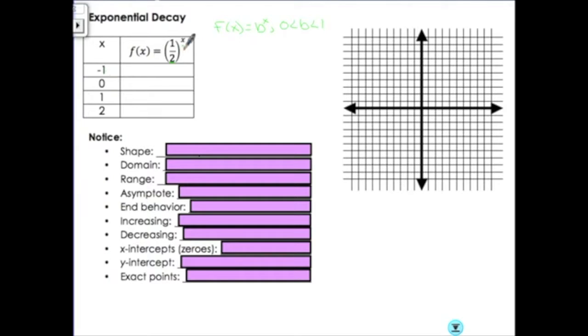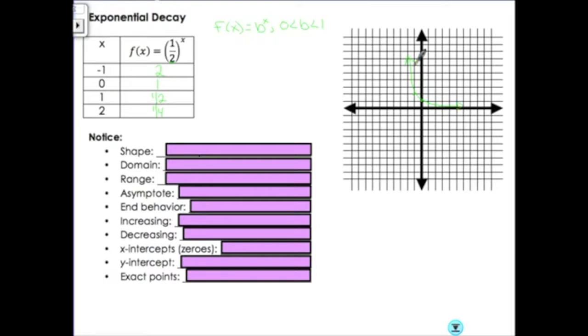Now let's fill in the points on our table. When we put negative 1 in for x here, we get as our y 2. When we put 0 in, we get as our value 1. When we put 1 in for our x value here, we get a value of 1/2. When we put 2 in for our x value here, we get a value of 1/4. Now let's graph our points on the table on the right. We have a point of negative 1, 2. We have a point of 0, 1. We have a point of 1, 1/2. And we have a point of 2, 1/4. And we can now graph our function.